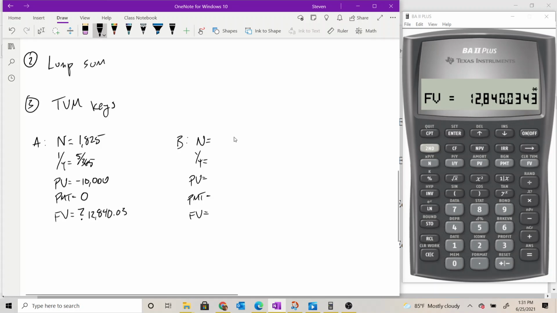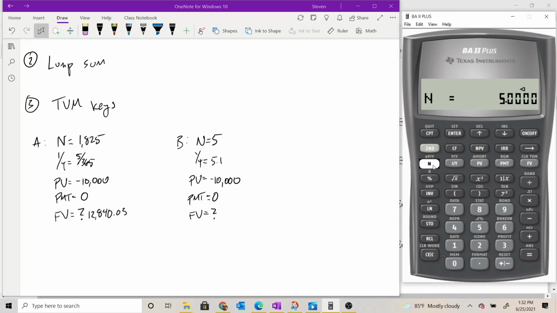So N for this one is 5. We've got 5 total compounding periods. I over Y is 5.1% per year. Present value is that minus 10,000. Payment is 0, and future value is what we're looking for. So I want to overwrite what's on N, and I'm going to do that by pressing the 5 key and then pressing N to store it, and that wrote over what was there before and replaced it with 5.